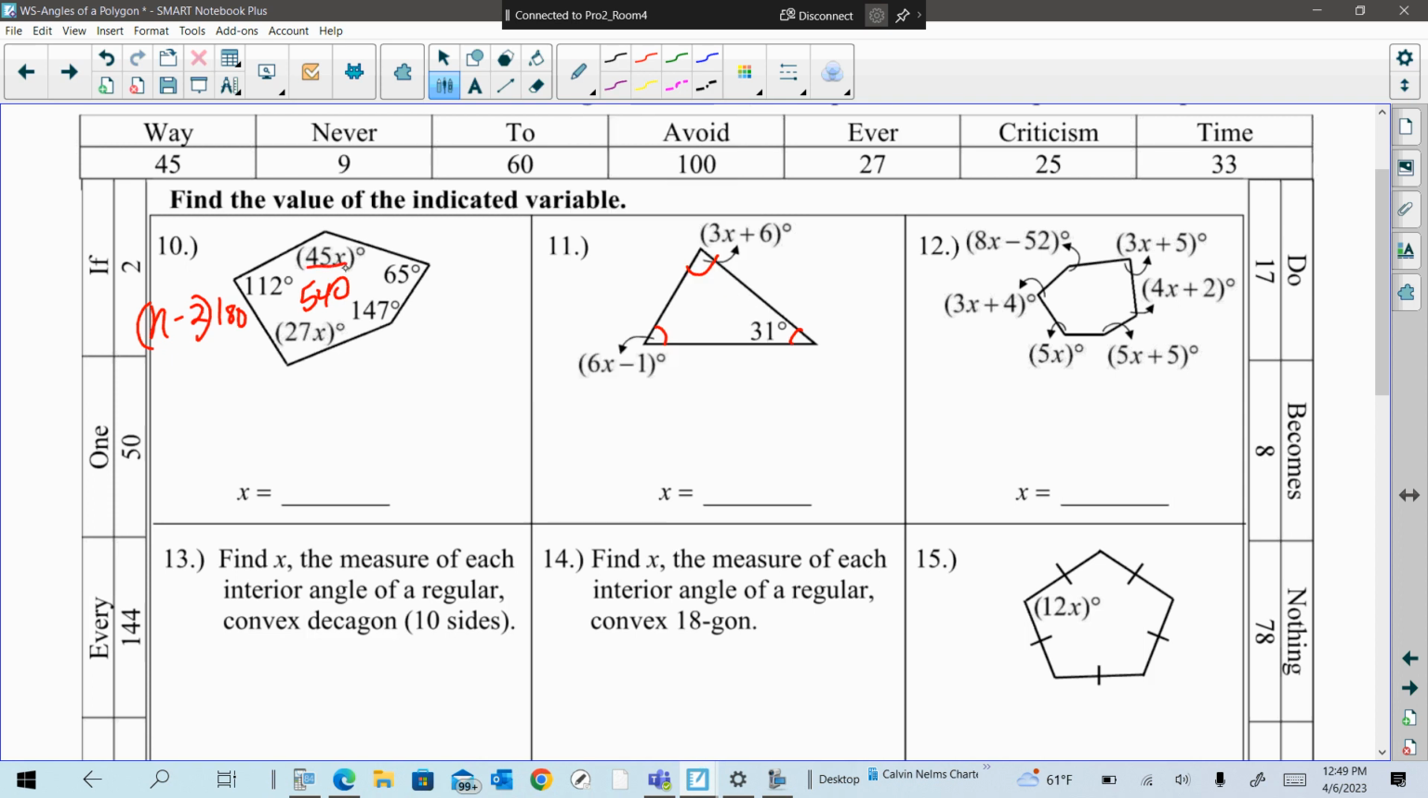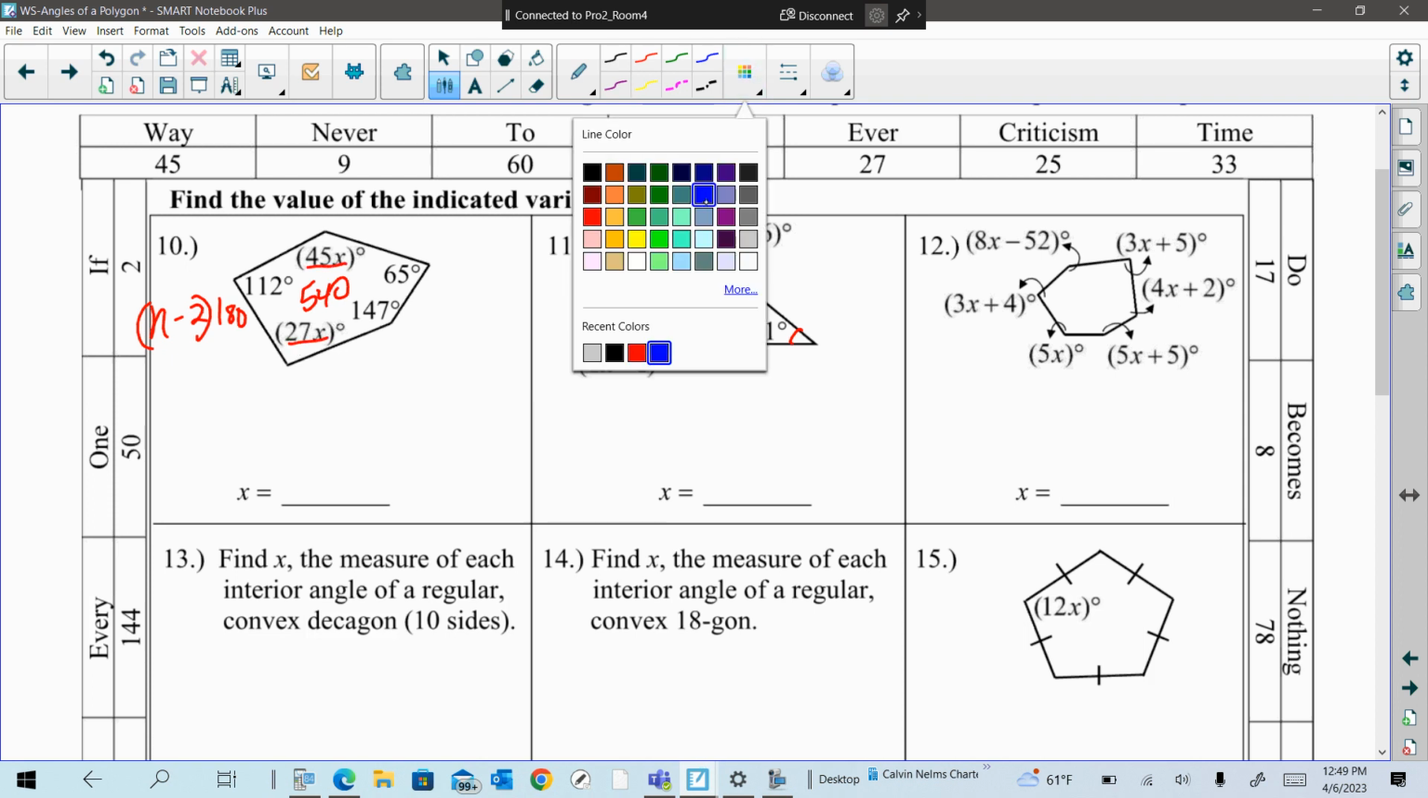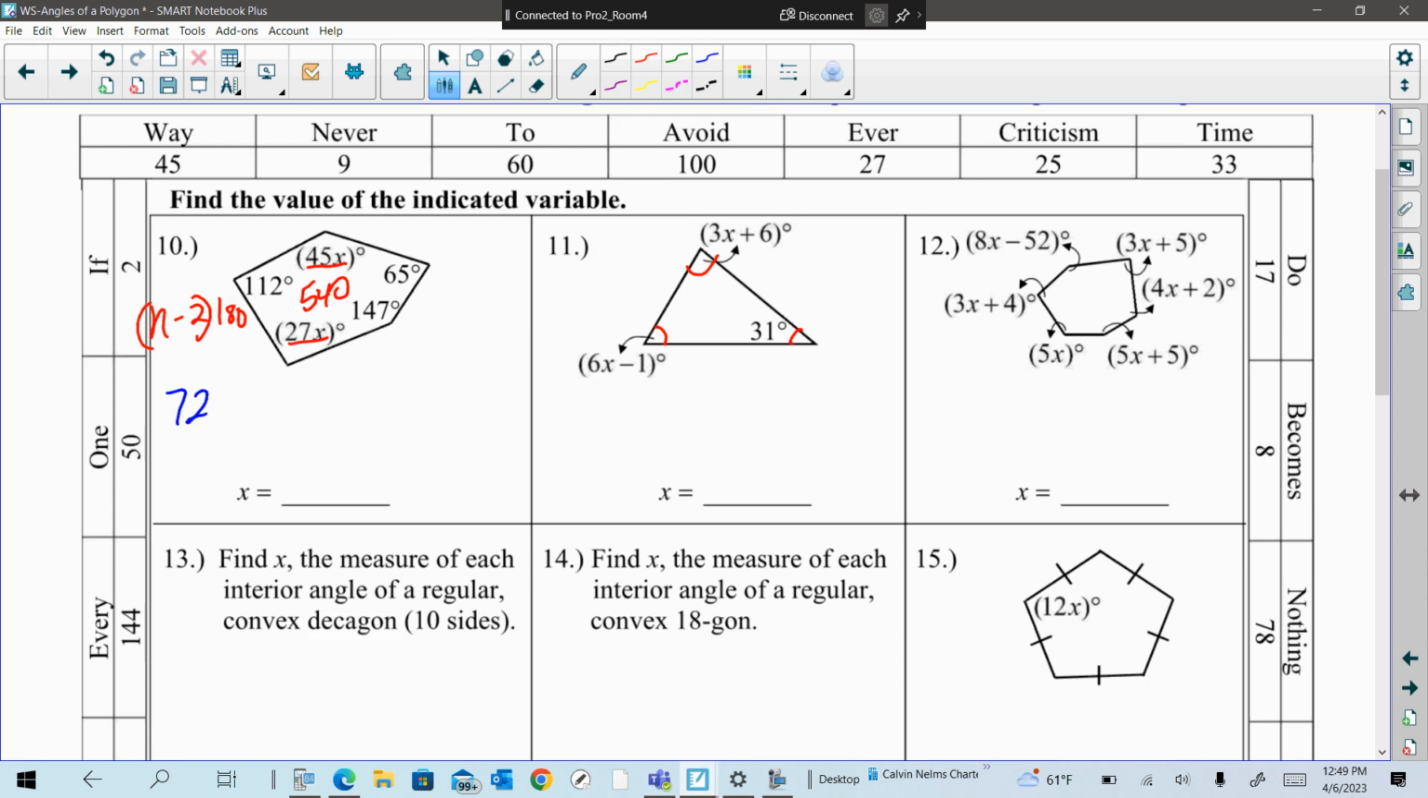So now I just have to write my equation. I got 45x's, another 27x. That's a total of 72x's. Then I have 112 and 65. 147. What did that come out to be?